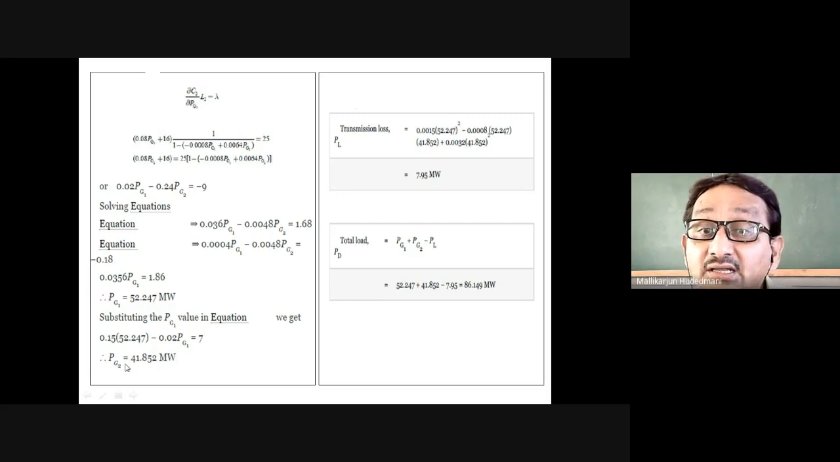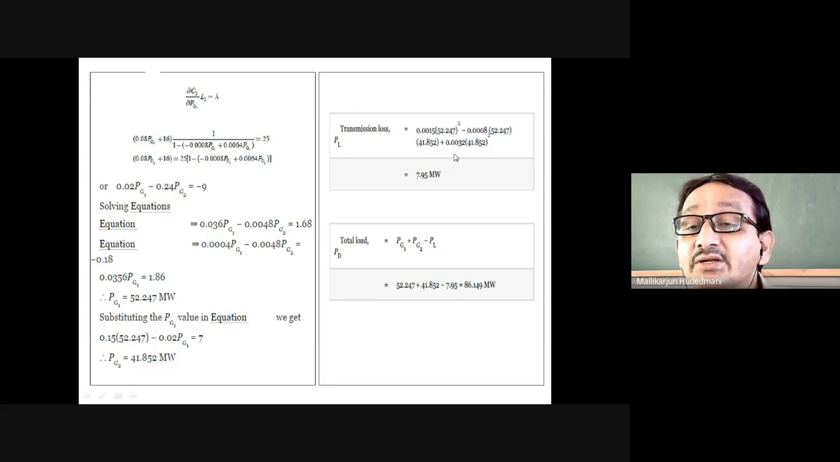Means to say, till this time, I did not know the schedule of generators 1 and 2, and I did not know what the loss was. Now, when I have this production cost obtained and the values are substituted in the respective equation for lambda equal to 25 rupees per megawatt hour, it gives Pg1 as 52.247 megawatt and Pg2 as 41.852 megawatt. Let's write back. Then what is the actual loss? The loss is using the equation.